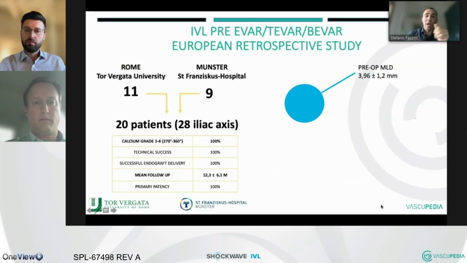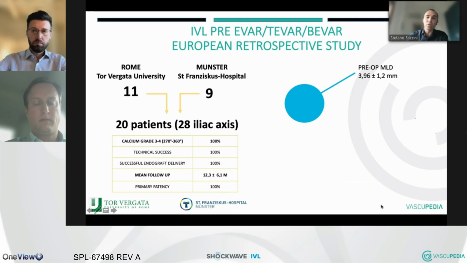And regarding data, we performed 11 cases in Rome. You performed 9 cases in Münster. So we are collecting this data. We hope to publish very, very soon. 20 patients with 28 iliac axes. You can observe 100% type 3-4, which means more than 270 degrees of calcification, with 100% technical success, successful endograft delivery.